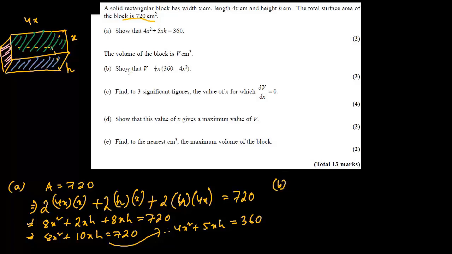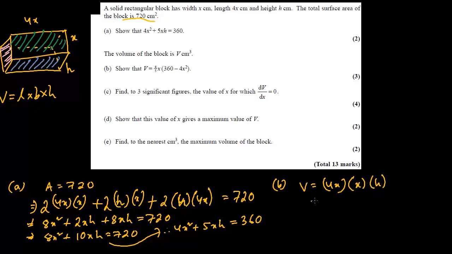So question number B, volume. So expression for volume. We know the volume of any type of box, cuboid, is length into breadth into height. So the expression for volume would be, the length is 4x, the breadth is x, and the height is h. So it turns out to be 4x squared h, but here there is no h. So we have to rearrange this and find an expression for h.